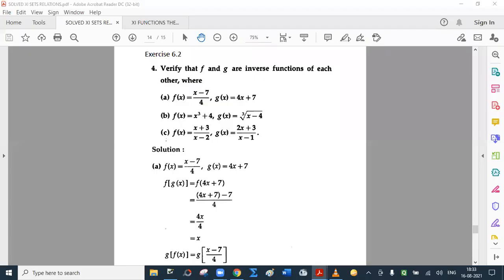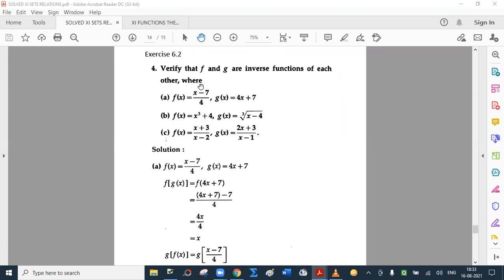Now, exercise 6.2, fourth one. Just listen to me, but do write the solution after the lecture. Verify that f and g are inverse functions of each other, where f of x is (x minus 7) upon 4 and g of x is 4x plus 7.